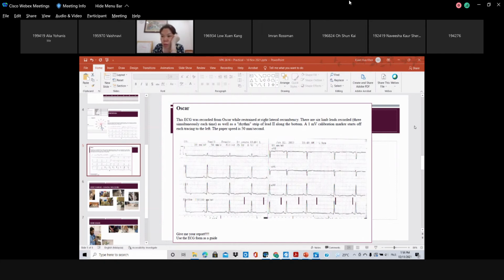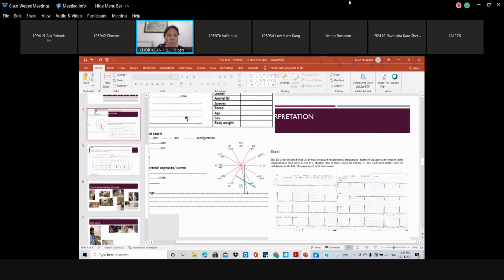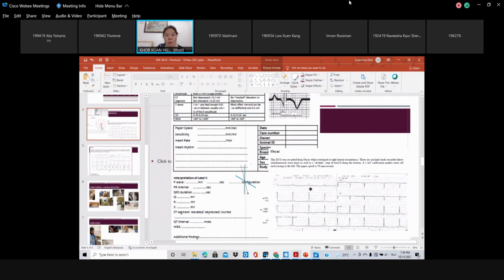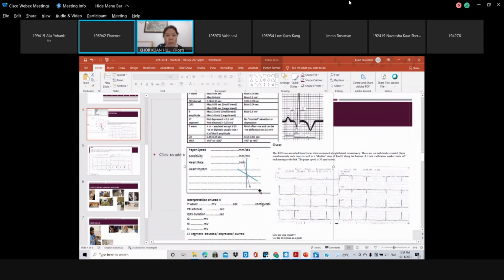Tak panggil nama, tak ada orang nak jawab. Florence, what is your heart rate? Sorry, don't know doctor, where. What was the question? What is the heart rate for this dog? We fill up everything already, but we didn't fill up the heart rate. What was the heart rate for this dog? Hold on for a minute, doctor.